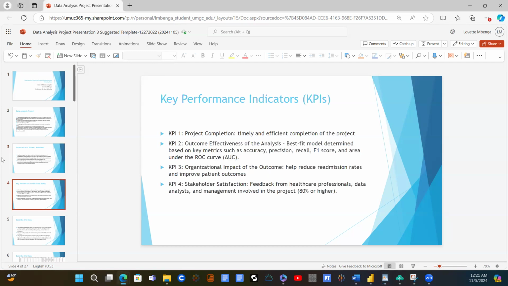On this slide, we will be talking about the different KPIs for this project. We have four KPIs. The first one is project completion, which aligns with the deadline, ensuring timely project completion. Next, we have model effectiveness, which measures metrics like accuracy and AUC. The next one is organization impact, through which we reduce readmission rate. And then stakeholder satisfaction, where we make sure we get at least an 80% and higher satisfaction rate.